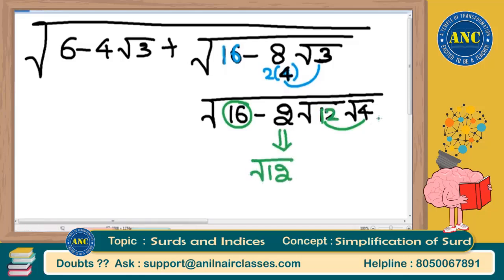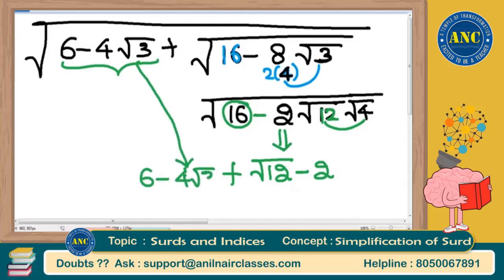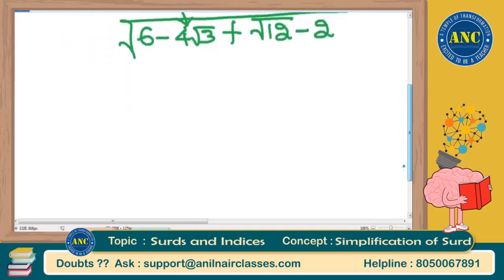root 12 and root 4, which is 2, because you have minus, put a negative sign. So it is root 12 minus 2 plus, keep this entire term as it is, don't change it, 6 minus 4 root 3, and they want the square root of the term, it seems. That's okay, we will find it.